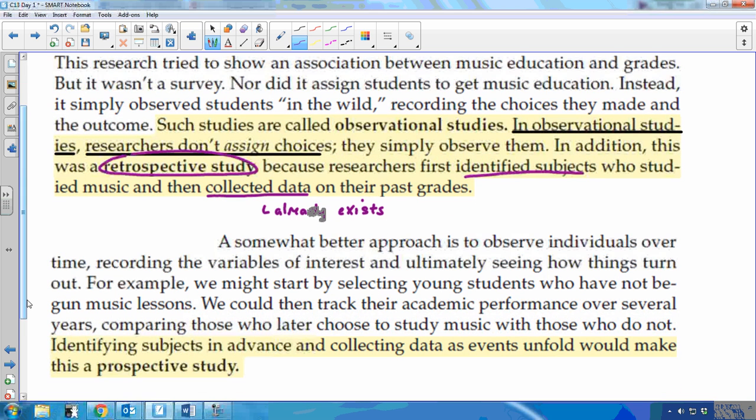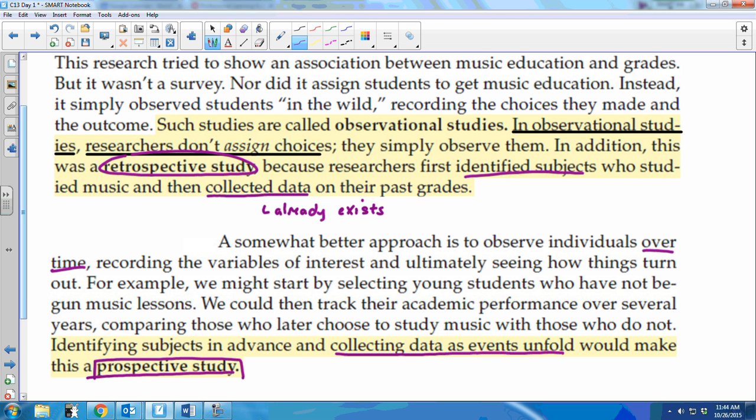That doesn't do much for you, though. A lot of observational studies are over time. So that's a prospective study. That's where you identify subjects in advance and collect data as events unfold. You identify subjects and then collect data as you go.